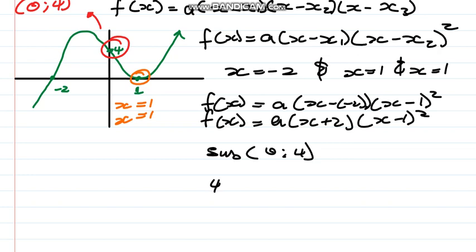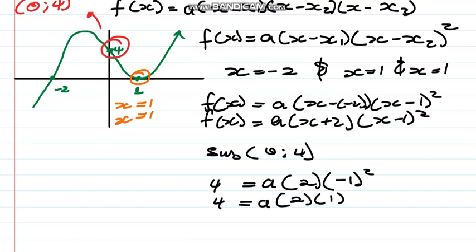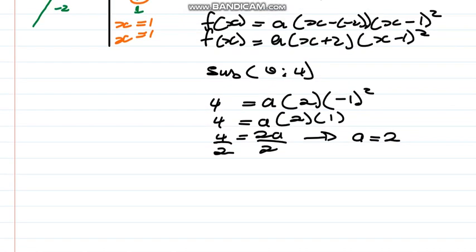Where there is y or f of x, we put 4, and where there is x, we put 0. Then this is going to be 2, and if you put 0 there, this is going to be -1 squared. So 4 is equal to a times 2 times 1, because -1 squared is 1. This would look like 4 is equal to 2a. We can divide both sides by 2, and then we will find that our a is 2, right? Our a is 2. So we are happy with what we have.